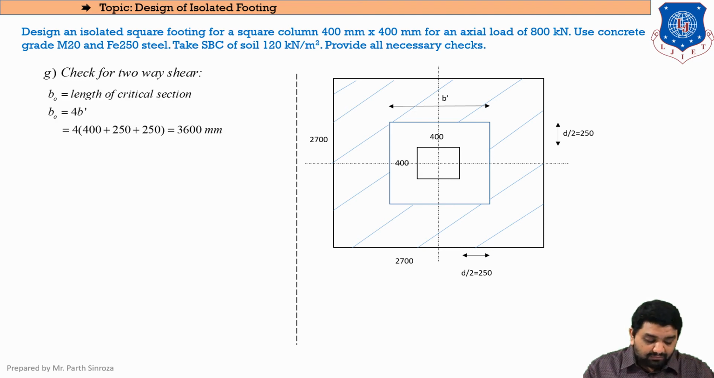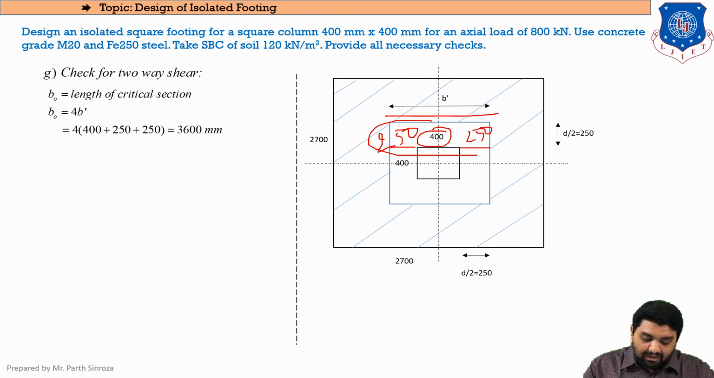So for the shear force here we will be considering our periphery. The periphery in this case will be the summation of all the four sides. As we have taken one side to be b dash, the value of b0, that is the periphery value, will be 4 into b dash. So first we need to find the value of b dash, and b dash, as you can see, is the combination of this length. So this length is 400. We have added d by 2 across this length and d by 2 across this length. So this will be 250 and this will be 250.